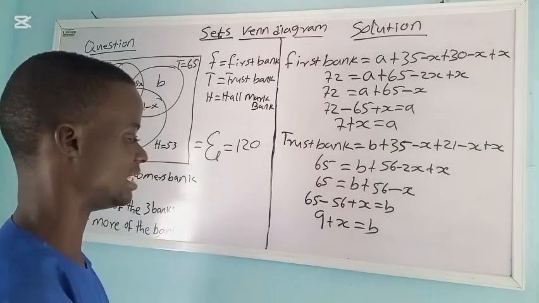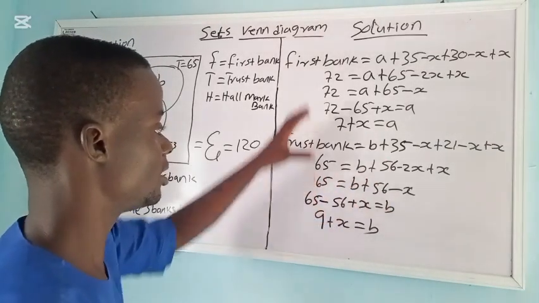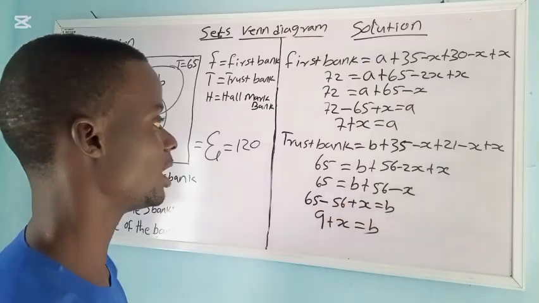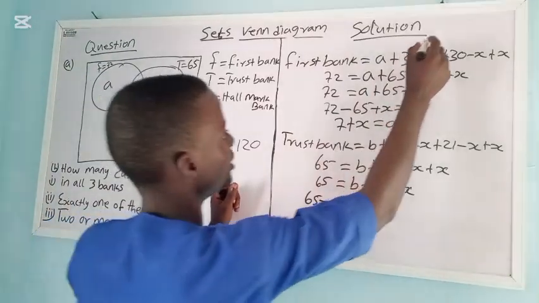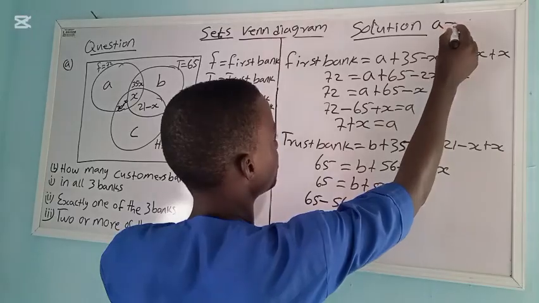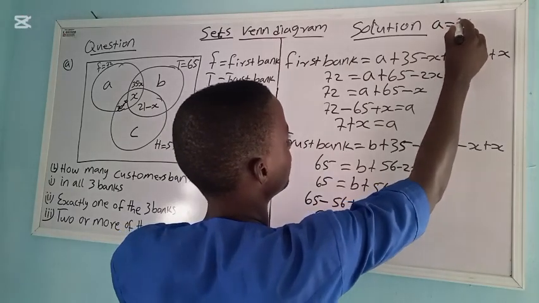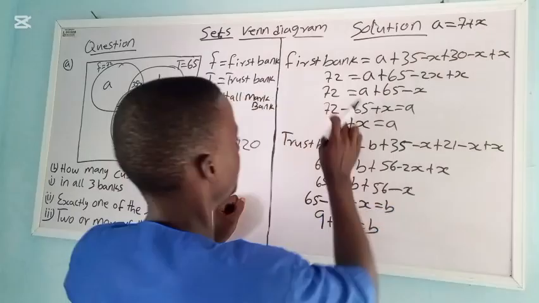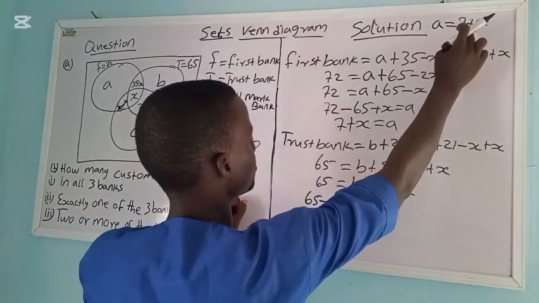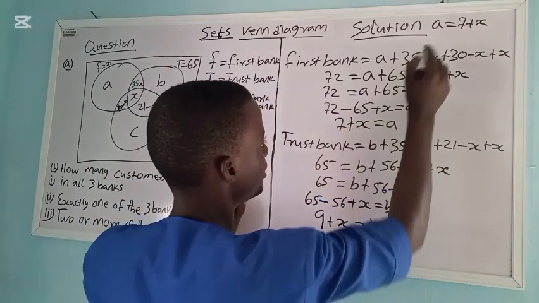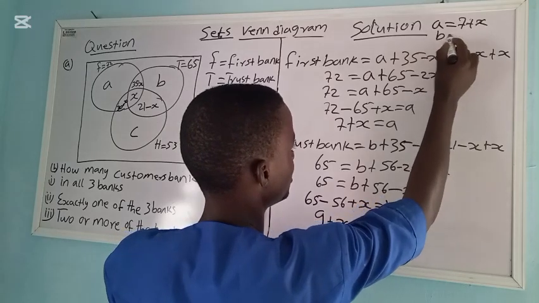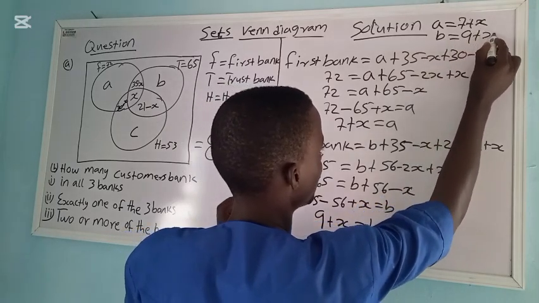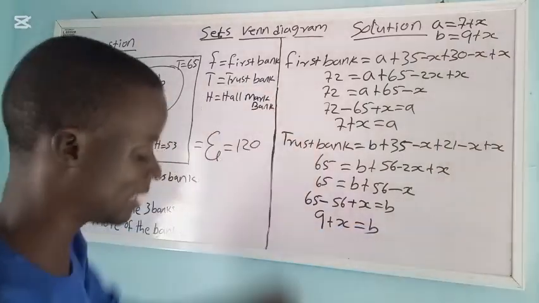It's left for us to find C. Since there is no space, and I have already found all these, what I will do is write them here. We have for the first bank, A equals 7 plus x. Then for Trust Bank, we have B equals 9 plus x. So now we can clean this one.